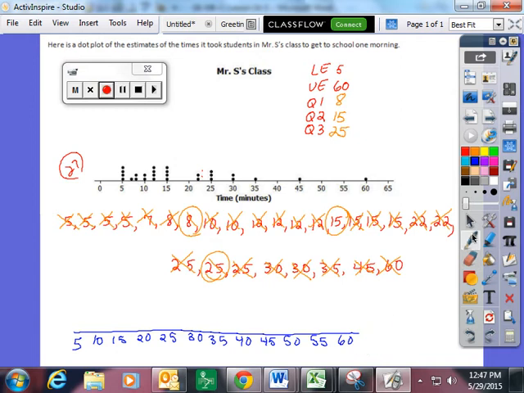Now I'm going to make my box and whisker plot. I'm going to put my lower extreme at 5, my upper extreme at 60. I'm going to make my vertical lines where I approximately think 8 is, where I think 15 is, and where I think 25 is. There are my boxes, and here are my whiskers.